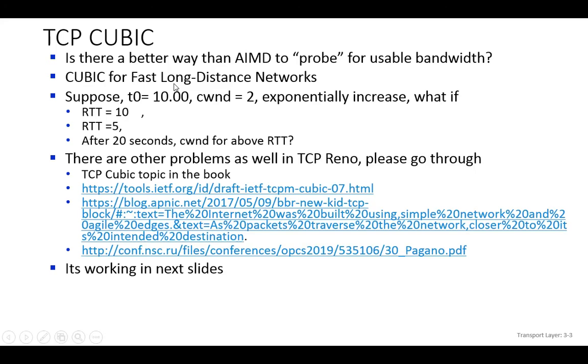Suppose we explain it through an example. Suppose at time 0, which is 10 a.m., the sender and receiver are exchanging data using TCP Reno, and at this time the congestion window is equal to 2. We have to exponentially increase the congestion window. As we know, after receiving an acknowledgement after 1 RTT, the congestion window is increased exponentially if it is in slow start, but if it is in congestion avoidance, then it is increased linearly. Suppose we are in slow start and increasing exponentially.